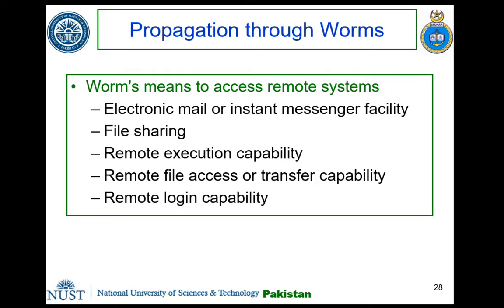To replicate itself, a worm uses several means to access remote systems. These include the following, most of which are still seen in active use. That is, electronic mail, file sharing, remote execution capability, remote file access or transfer capability, and remote login capability.